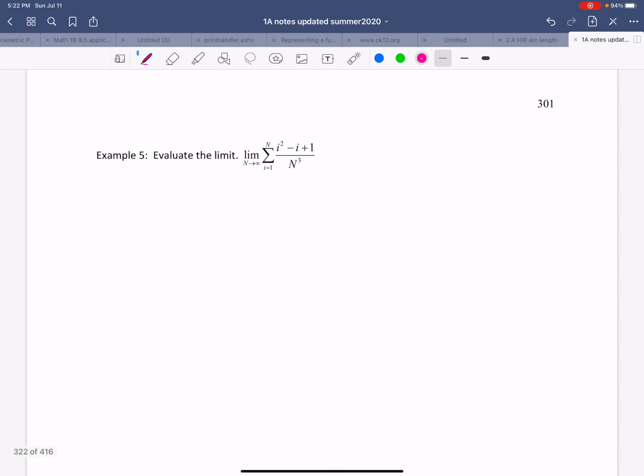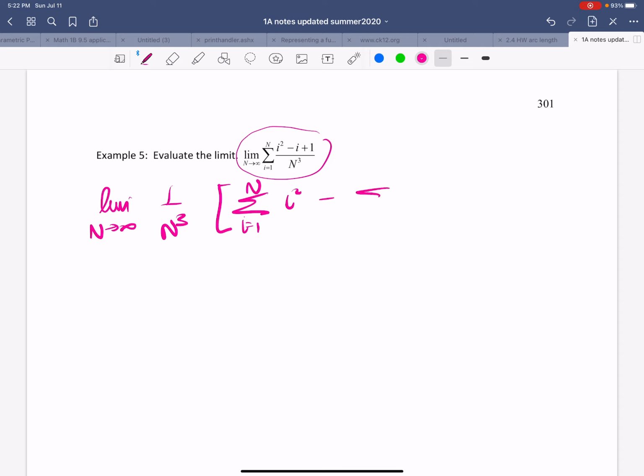Next, evaluate the limit n goes to infinity of the summation i equals 1 to n for this function. Again, I'm going to pull out 1 over n to the third from the summation. We have summation i squared, i equals 1 to n, minus summation i equals 1 to n of i, plus summation i equals 1 to n of 1. We are going to use all the summation rules here: a rule for i squared, a rule for i, and a rule for 1.